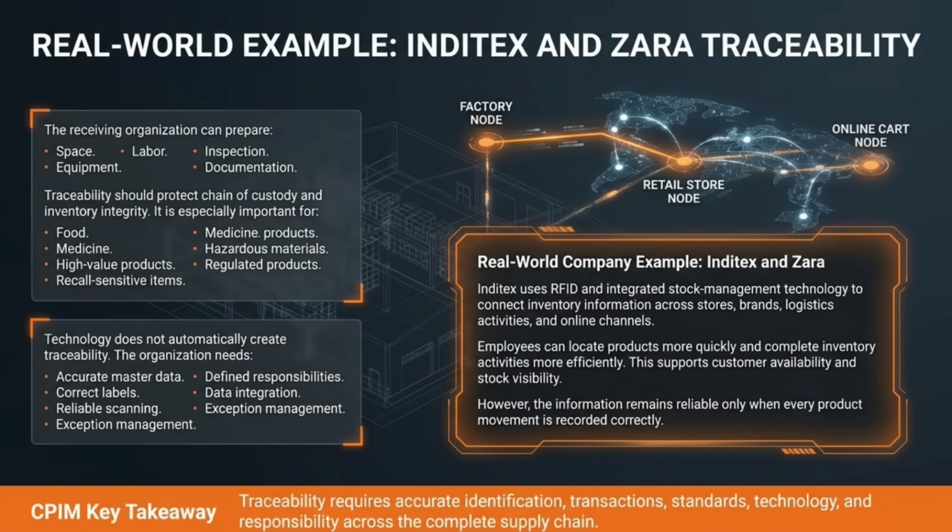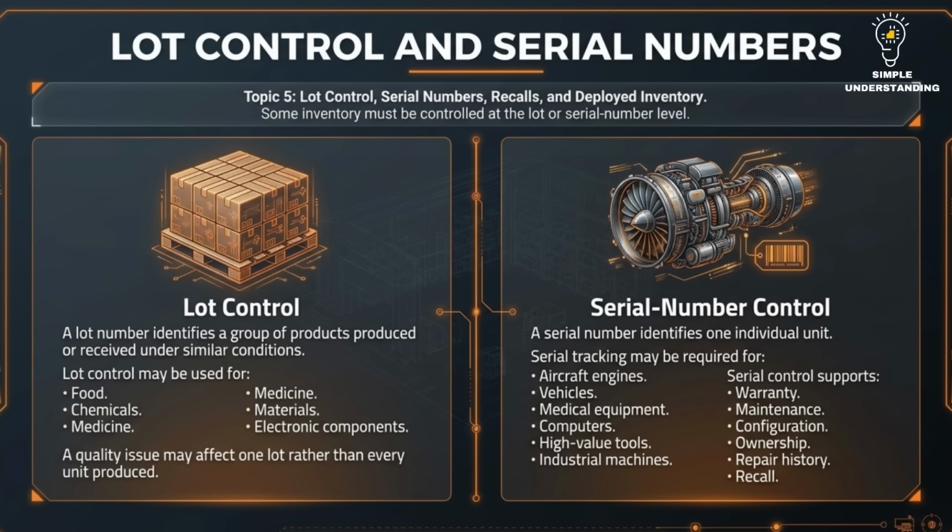Traceability requires accurate identification, transactions, standards, technology, and responsibility across the complete supply chain. Topic 5. Lot control, serial numbers, recalls, and deployed inventory. Some inventory must be controlled at the lot or serial level.